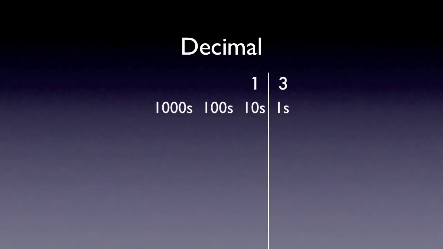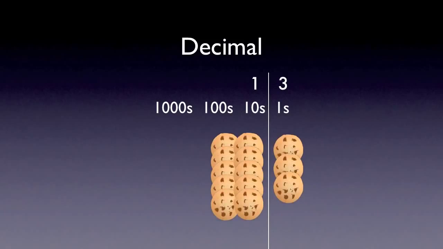In primary school, we learned that each of the digits of a number can be placed in a column. In decimal, there are columns for ones, tens, 100s, 1000s, and so on. So the number 13 is composed of one lot of 10, and 3 lots of 1. Using cookies to illustrate, there is 1 lot of 10 cookies in the first column, and 3 lots of 1 cookie in the second column, for a total of 13 cookies.